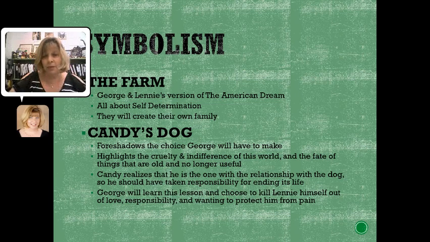And it also shows us Candy realizing his mistake, that he let a stranger shoot his dog, and realizing that he was the one who had the relationship with the dog. He had responsibility for the dog. He shouldn't have let Carlson take it out and just shoot it because Carlson was mad about the smell. It should have been an act of love that Candy did for the dog. And George is going to have to learn this lesson and make this choice for Lenny out of, again, this sense of love and responsibility and wanting to protect Lenny from pain. So all of these events are nicely foreshadowed, and you can see the symbolism that Steinbeck has put in throughout this very short book.